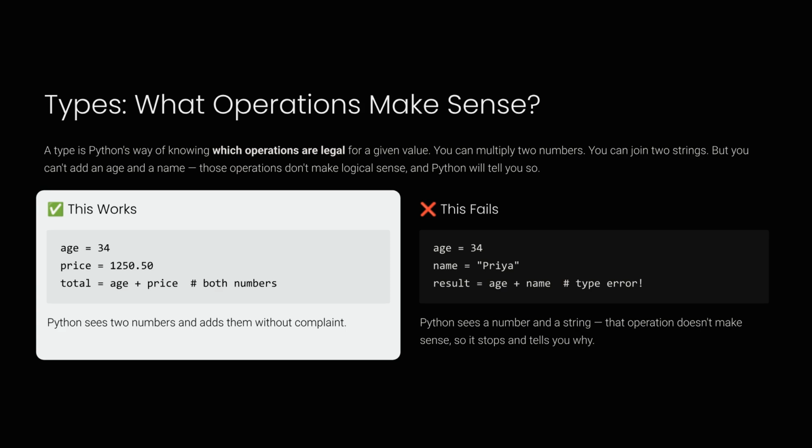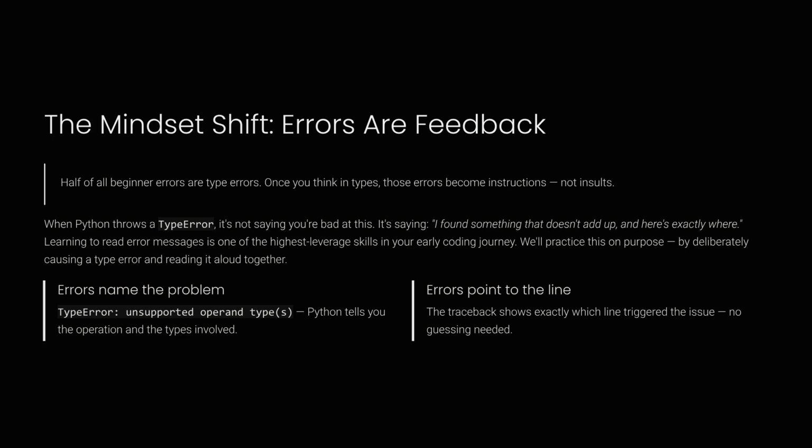A type tells Python which operations are legal. You can add 2 numbers together, but trying to add a number and a string will result in an error because the operation doesn't make logical sense. Remember, errors are just feedback. A type error is simply Python telling you that something doesn't add up. Reading these messages is a key skill in your coding journey.